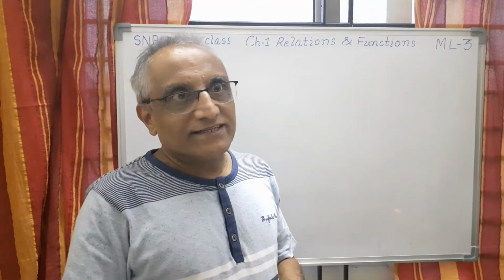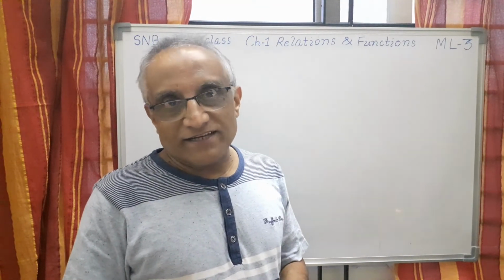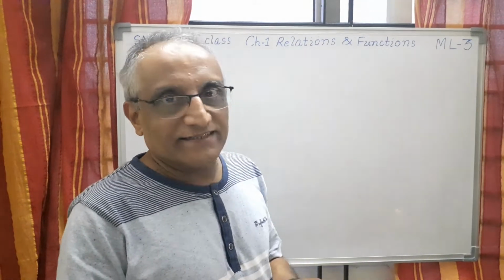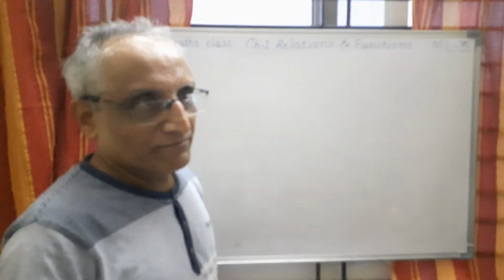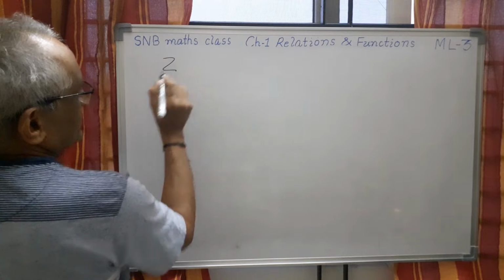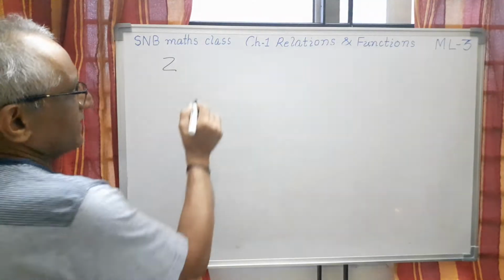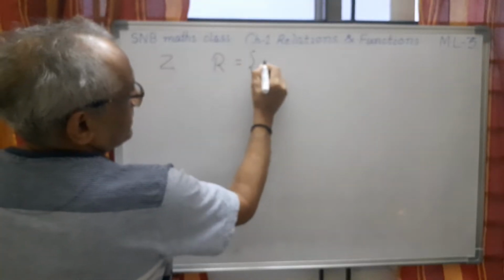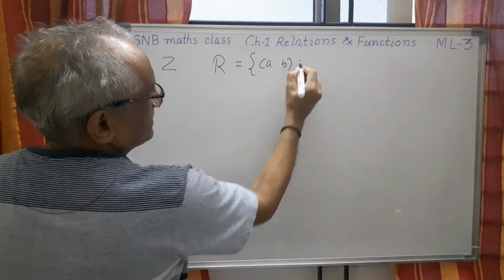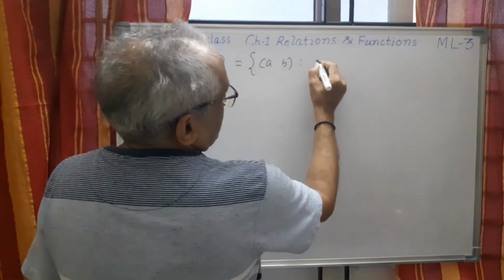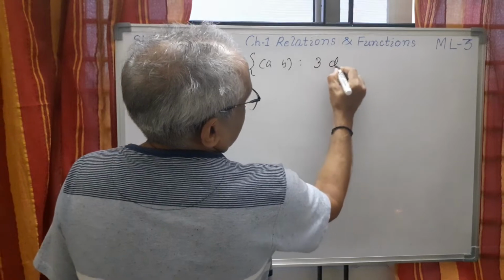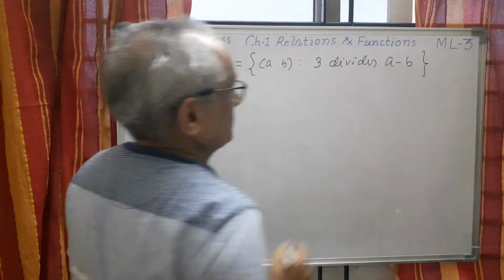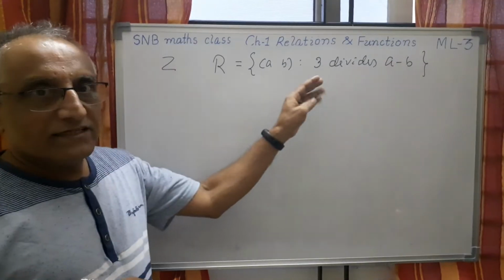In the last class we studied relation and types of relation: reflexive relation, symmetric relation and transitive relation. Let me give one more example. Say Z is the given set of integers and R is a relation in Z defined by the set of elements (a, b) such that 3 divides a minus b. Show that it is an equivalence relation.